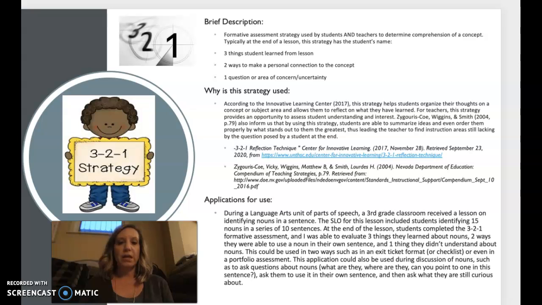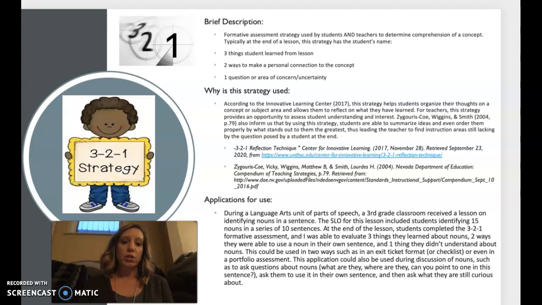in some of the research that I conducted, it stated that some teachers in primary grades also use the two in 3-2-1 to ask the students to name two things that they liked about a lesson. And then finally, the teachers would ask students one question or area of concern or uncertainty that they have.